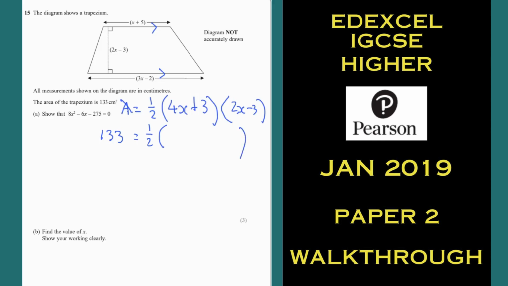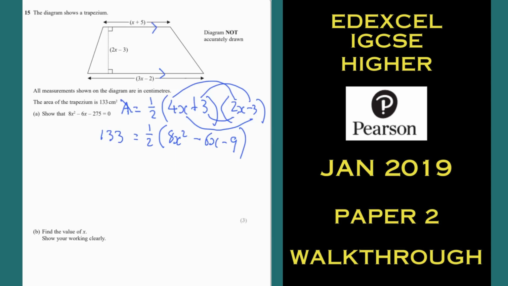So not to do too much at once, I'll expand the brackets first. So 4x times 2x is 8x squared. 3 times negative 3 is negative 9. Now I do my x terms. That loop is positive 6x. That loop is negative 12x. 6x minus 12x. I'm into minuses.